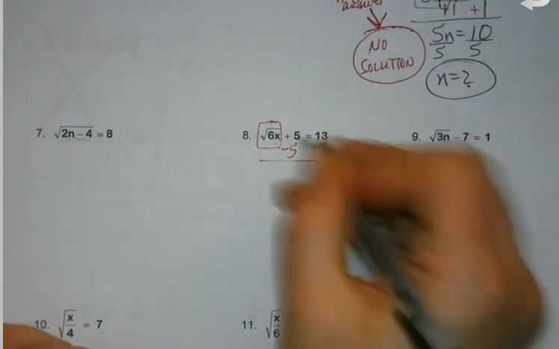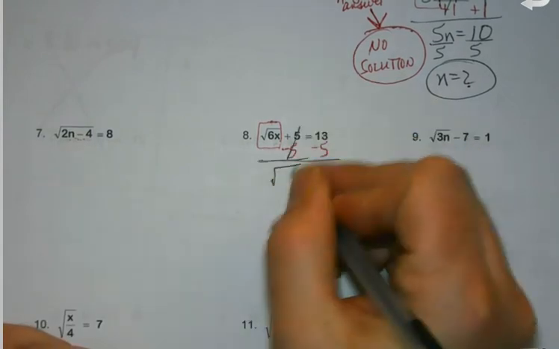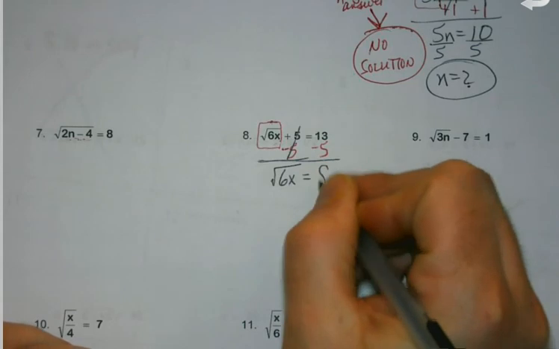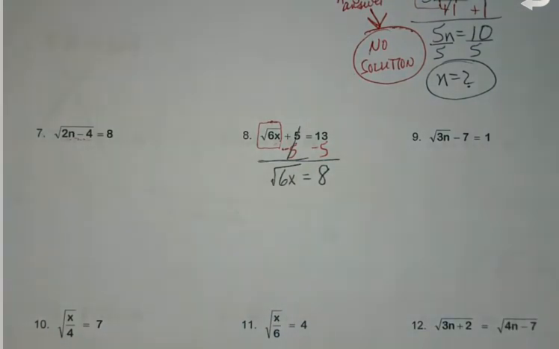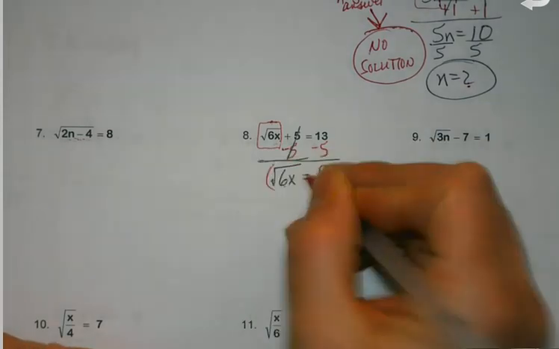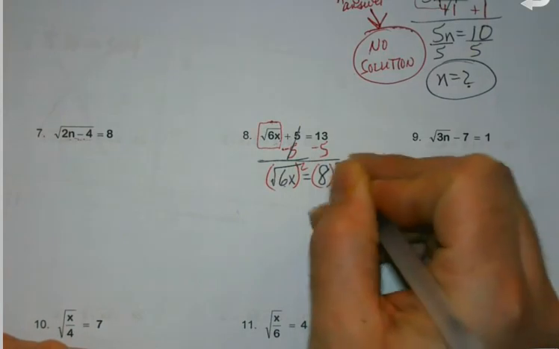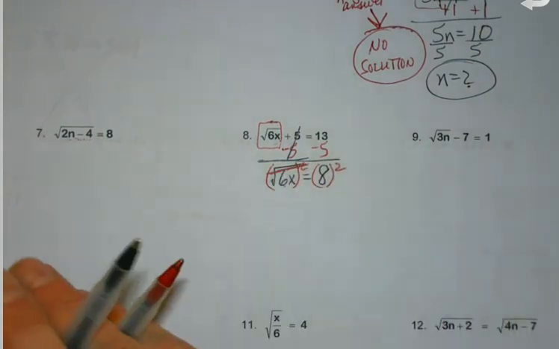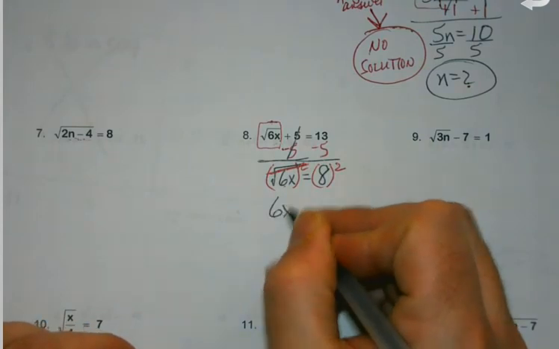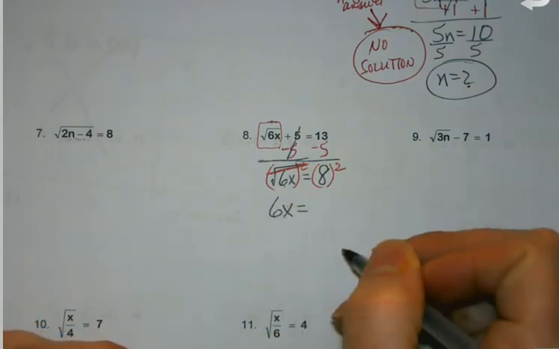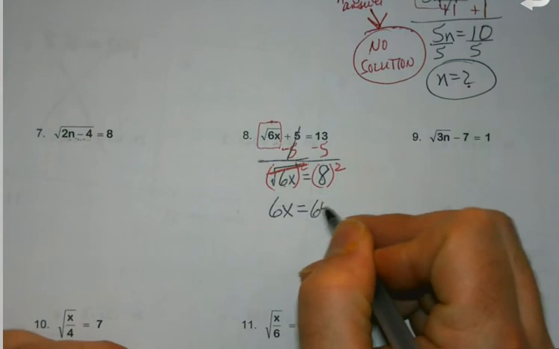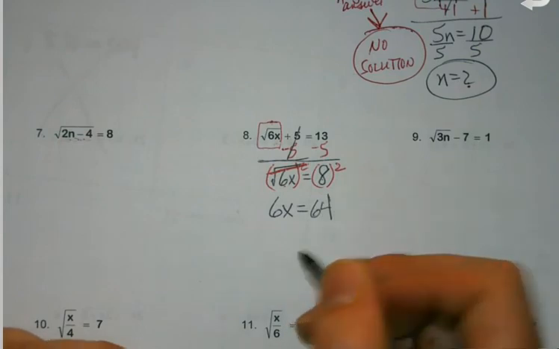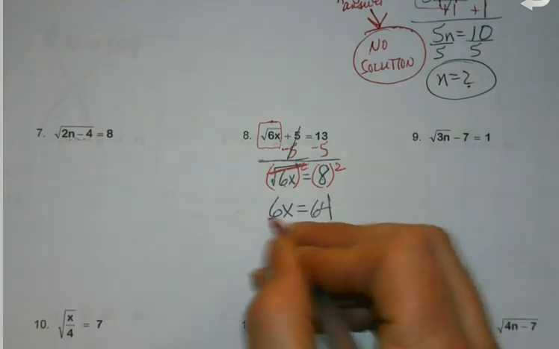So since that 5's not under the radical, I'm going to minus it out first. That's different. Number 7, I'd square it first. Now that my radical, my square root's on a side by itself, now I can do my squared, which will wipe out that radical, that square root sign, and free my 6x. 8 squared is 64, and if sometime you get a decimal for an answer, that's not a bad thing. It happens.